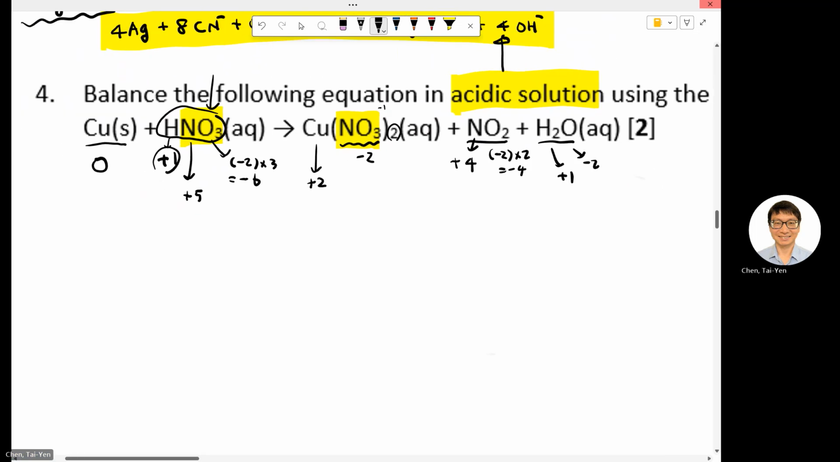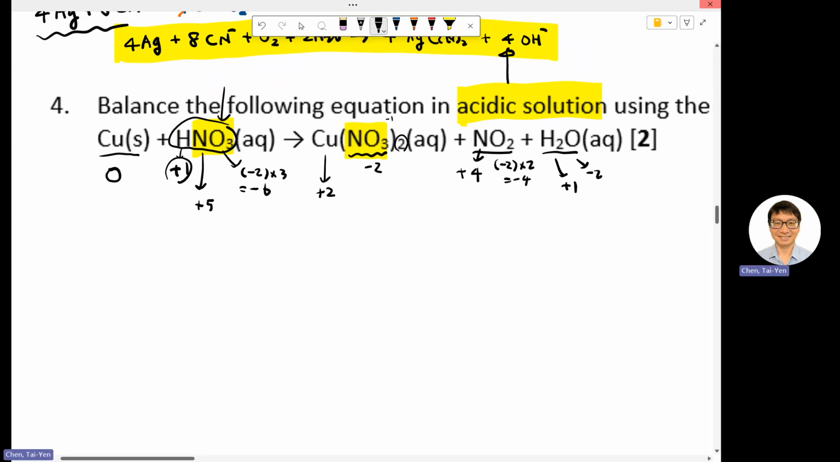So if you look at this, the easiest one to see undergoing the oxidation reaction will be your Cu, right? It goes from 0 to +2. Therefore, this is your LoRa.